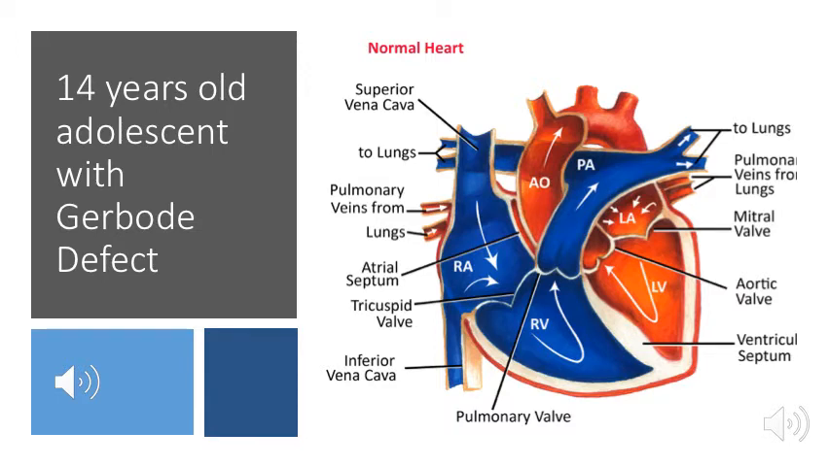A Gerbode defect is a cardiac anomaly, which means the heart is not functioning at its best, where the left ventricle communicates with the right atrium. Normally, the heart is divided in 4 compartments, 2 ventricles and 2 atriums, and they communicate always in the same direction, which is very specific.